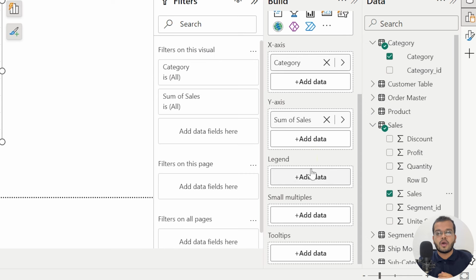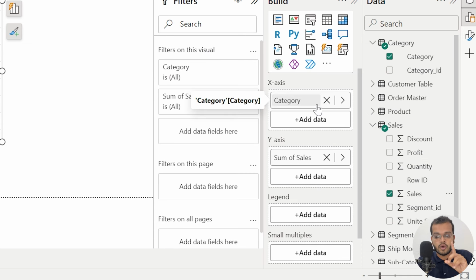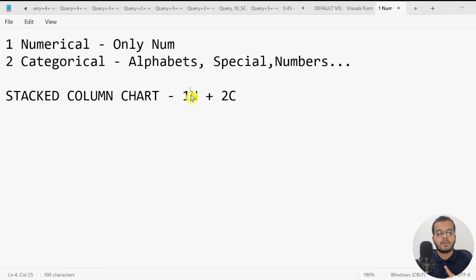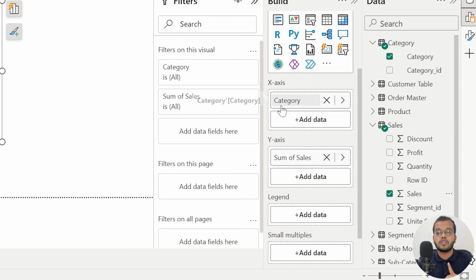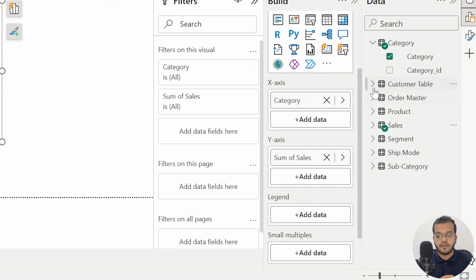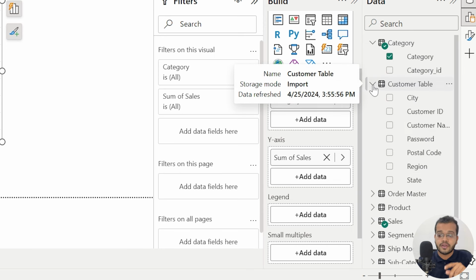Then we need to have a legend. If you don't have a legend, it is a simple column chart, as we have only one numerical and one categorical. But the condition is we should have one numerical and two categorical data. So now we have taken one numerical, now we need to use two categorical data. So let me choose, from which region we have got how much sales for each category.